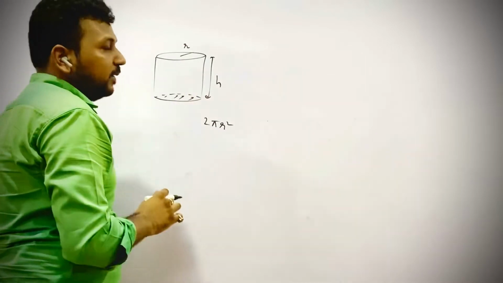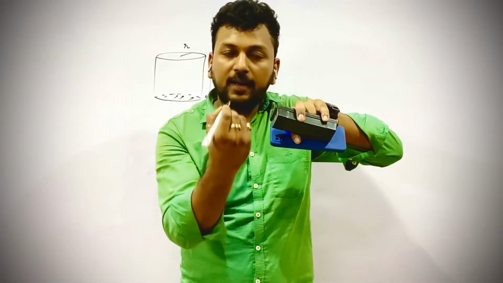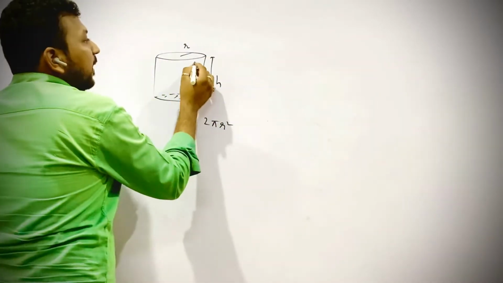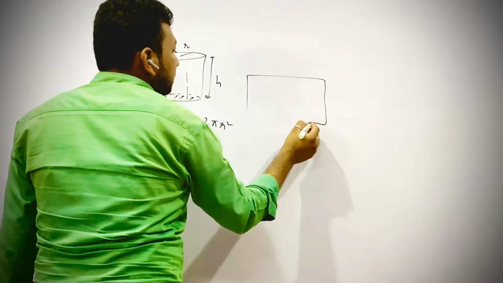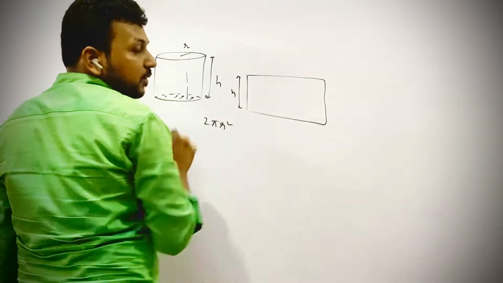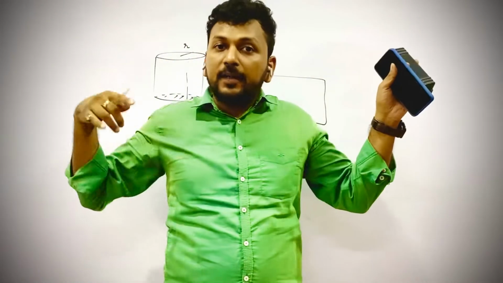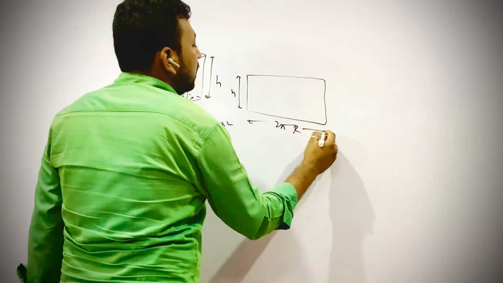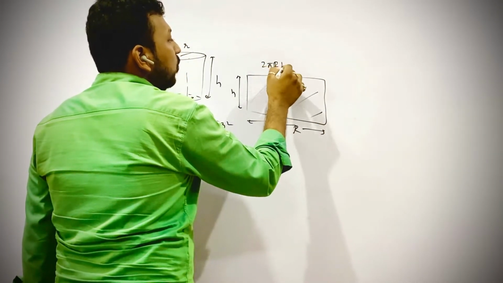Now if I open this, suppose this is like a container, right? If I tear the container from in between and open it, what becomes? It becomes a sheet. So if I tear it here and open it up, it becomes a sheet. What is the height of the sheet? H. What is the length of the sheet? If you open it up, it is 2 pi r. The length is 2 pi r. So that means this area is how much? 2 pi r into h.